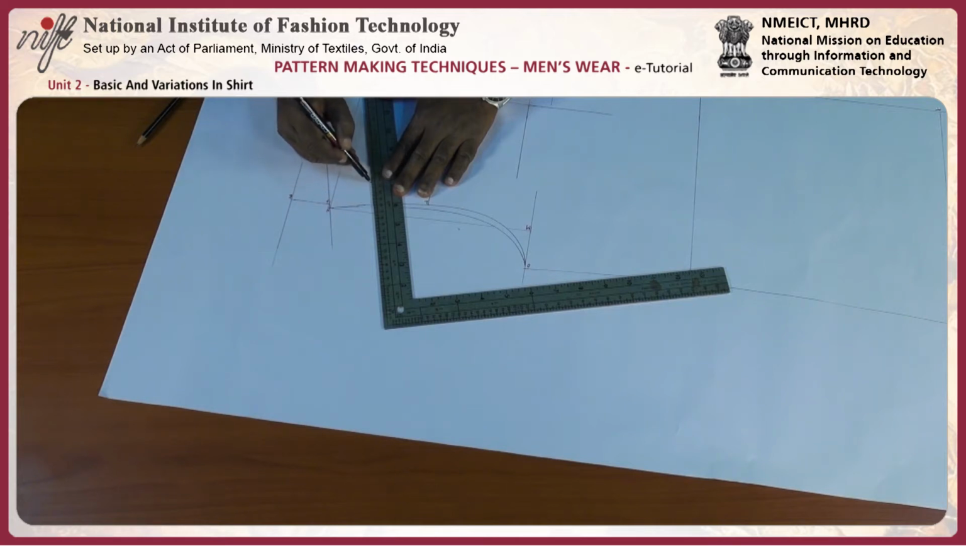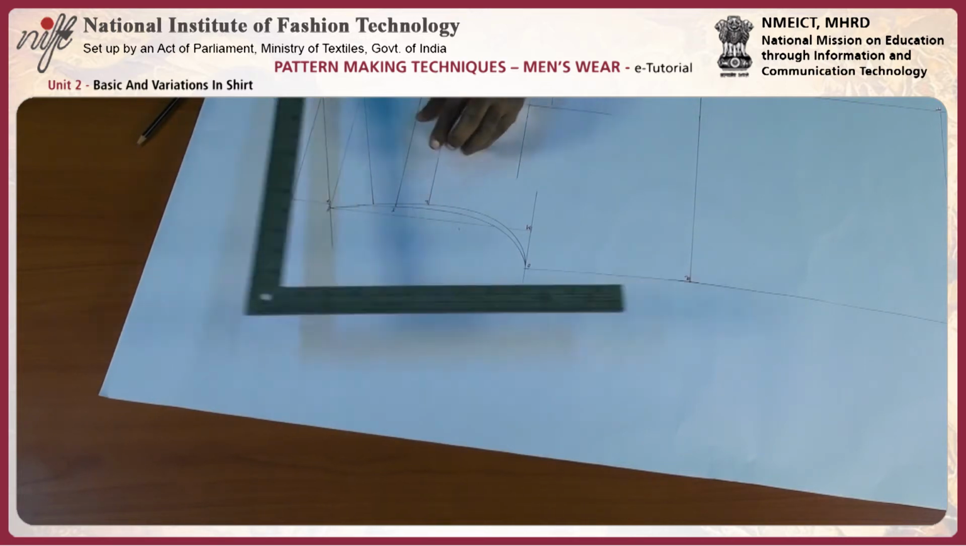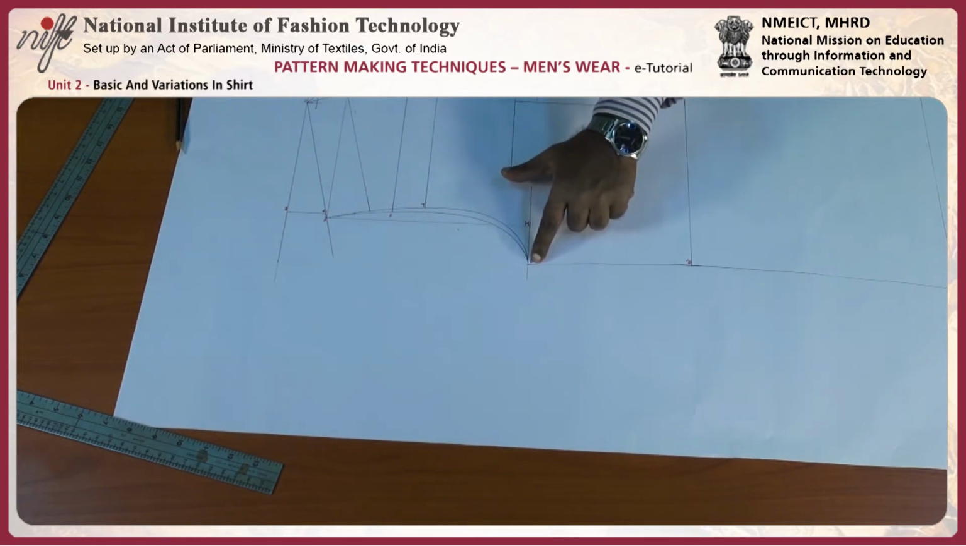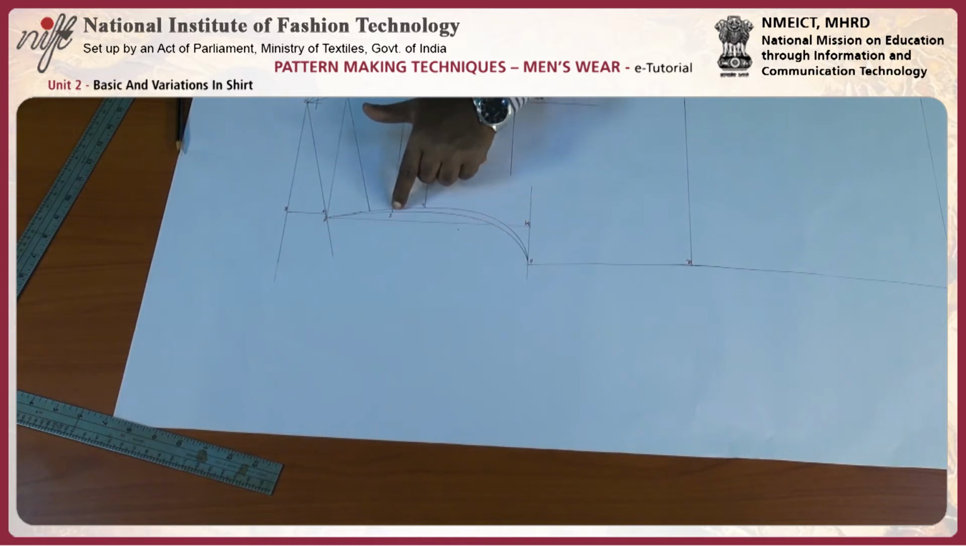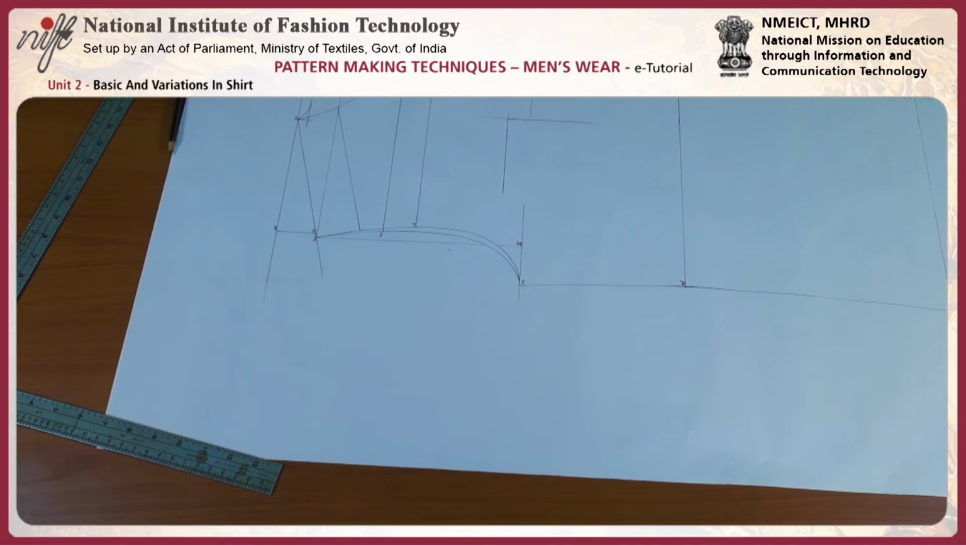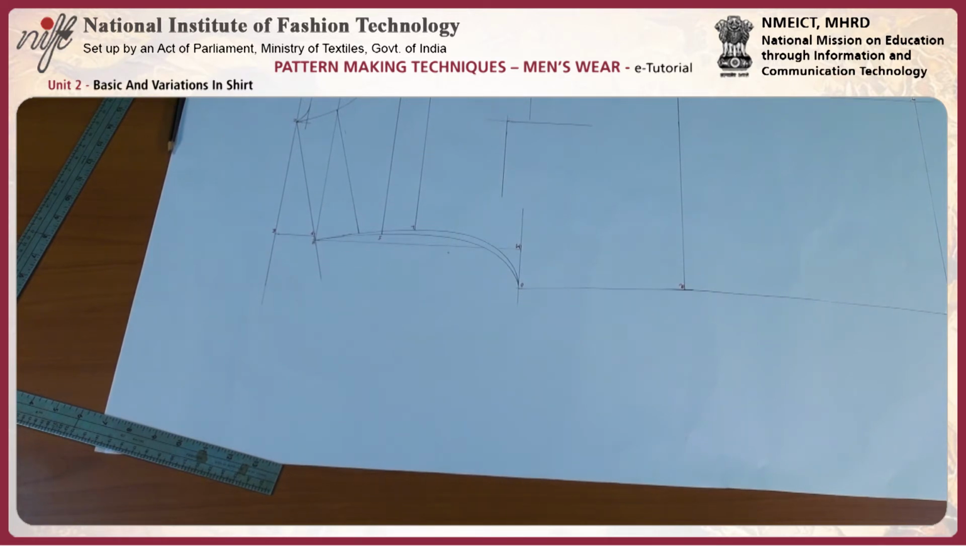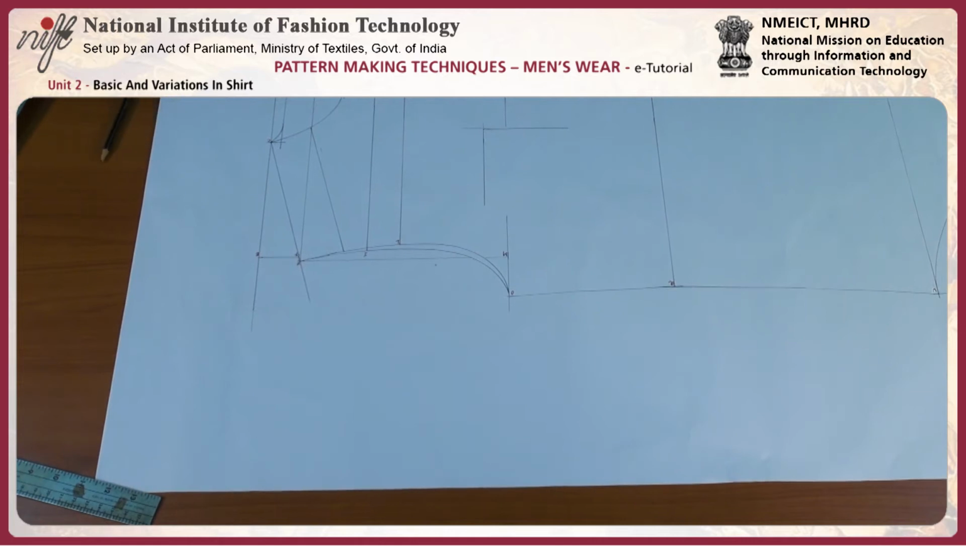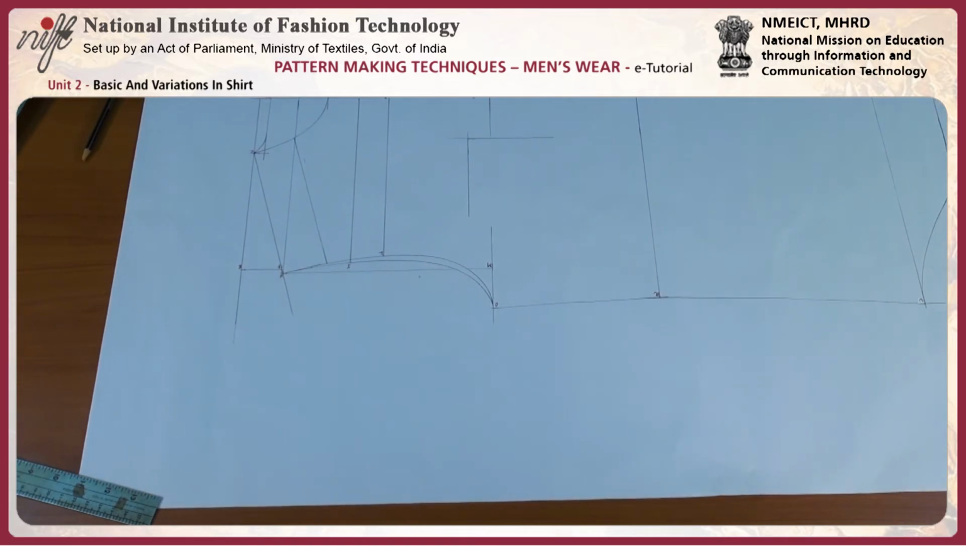Connect to front neckline and front armhole. The deeper curve represents front armhole and the less deeper armhole represents the back. With this, step 5 is through.